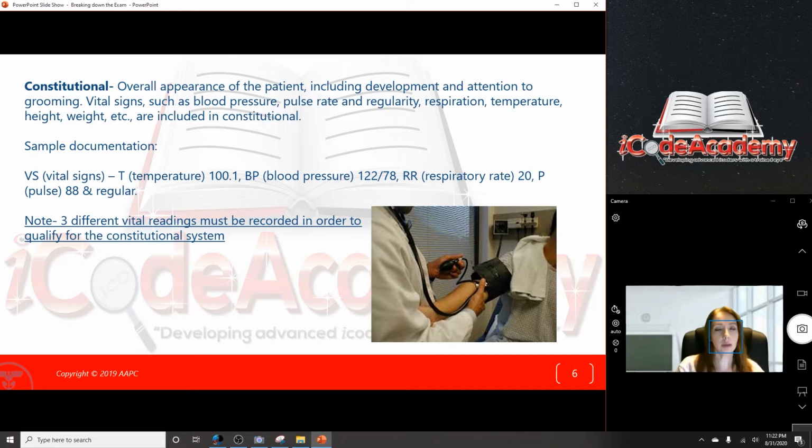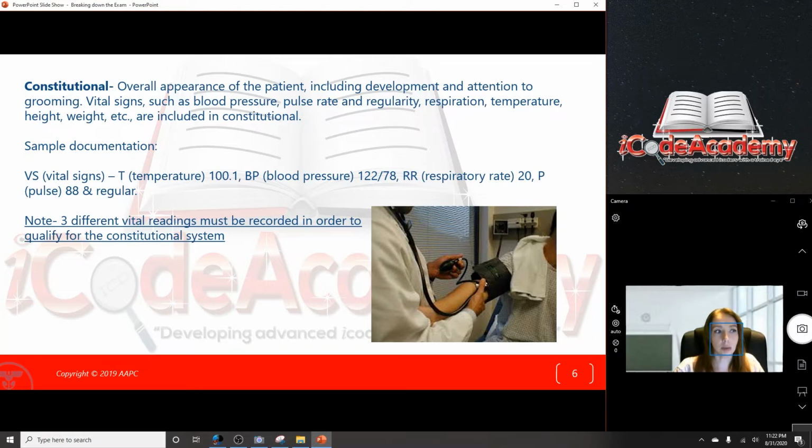All right, so let's talk about that constitutional. Constitutional is going to be our very first, or one of our organ systems that is acceptable underneath the exam guidelines. This is really going to be the general overall appearance of the patient, including developmental as well as maybe just general hygiene and grooming habits.